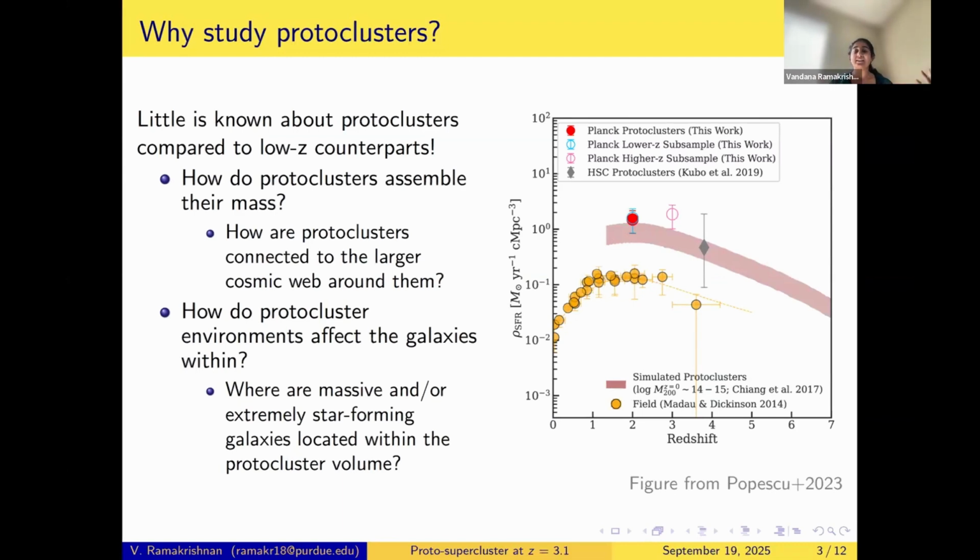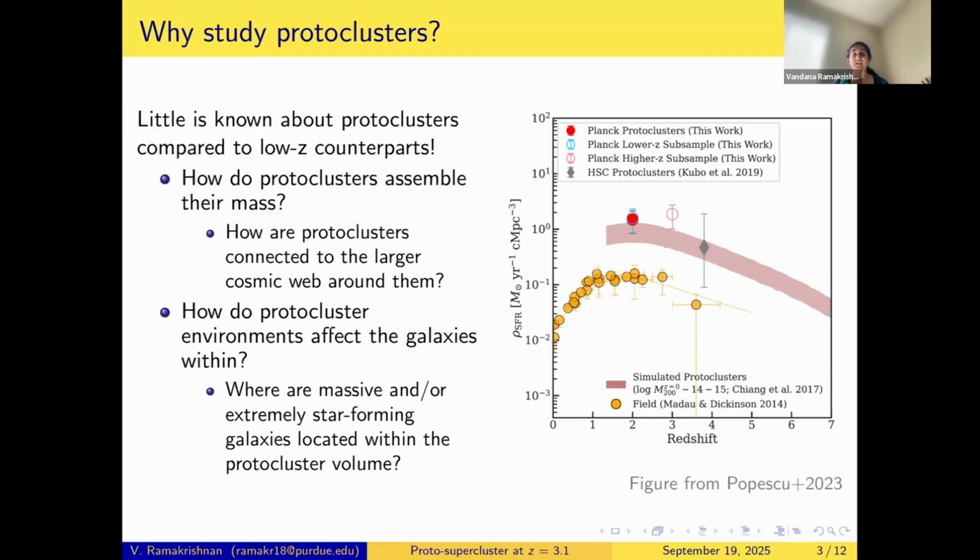So the idea is that this very high star formation rate in protoclusters should be a result of them actively assembling their mass, right? But then where is the gas to fuel this mass assembly coming from? So this raises the question, how are protoclusters connected to the cosmic web around them? How are the cosmic filaments they're connected to feeding them gas, right? Another question you may ask is, how are protoclusters affecting the galaxies within? So how does the very active star formation in these high redshift protoclusters get completely quenched by redshift 0 so that they look like the clusters we see today?